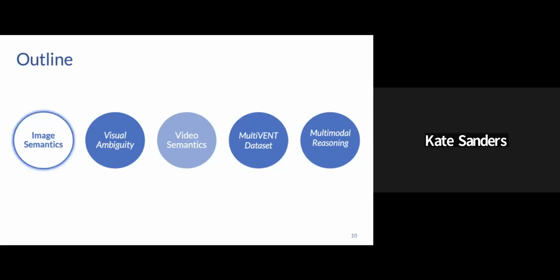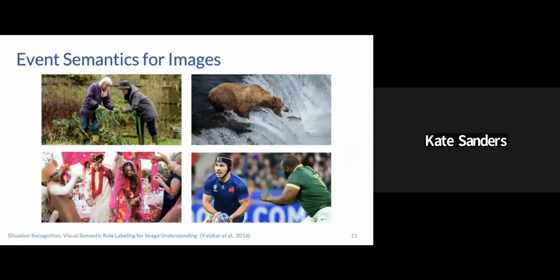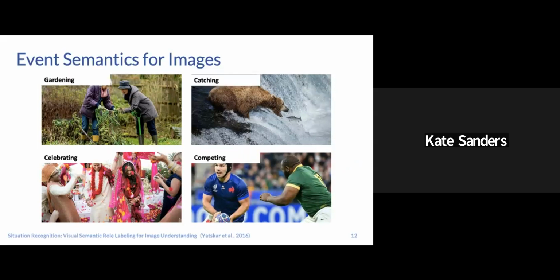Most of the work on visual event semantics takes place in the image domain. So let's start there. Naturally, an initial framing of this problem has been the task of classification, event recognition. Given an image of something happening, a model should be able to classify it into one of n event types. And so, okay, cool.